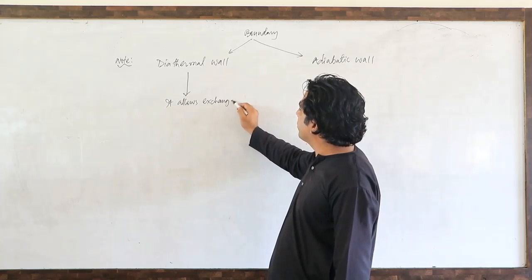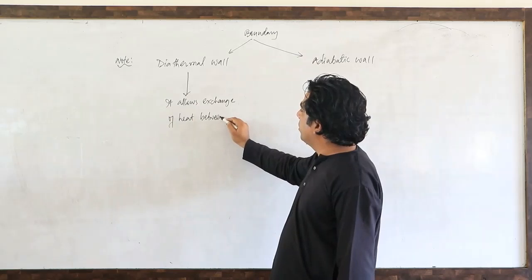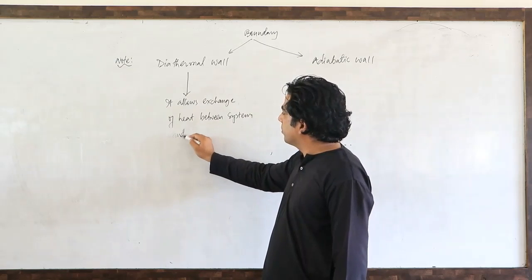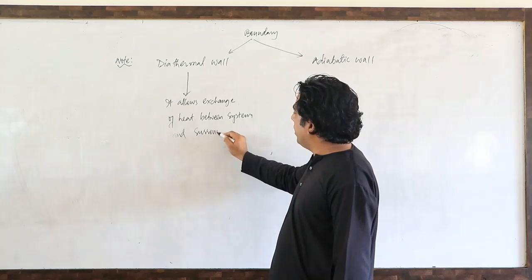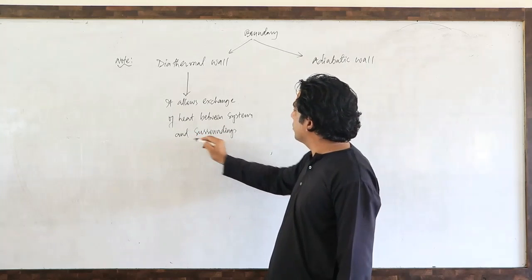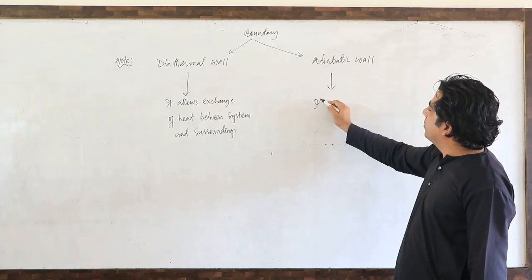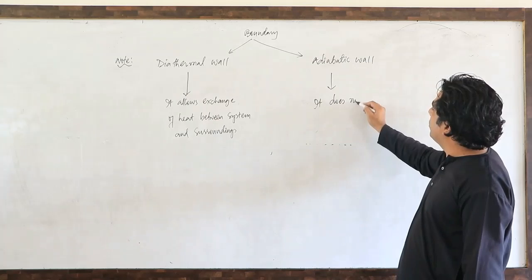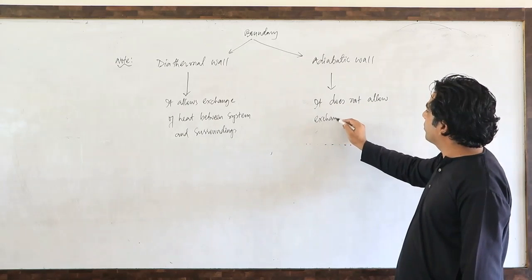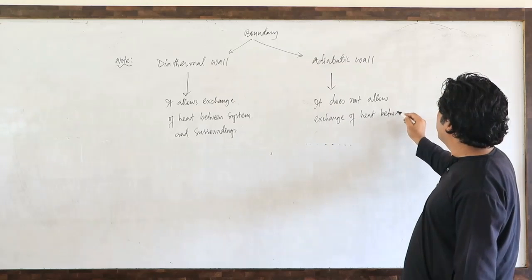exchange of heat between system and surroundings. Exchange of heat between system and surroundings. Now adiabatic, it does not allow exchange of heat between system and surroundings.